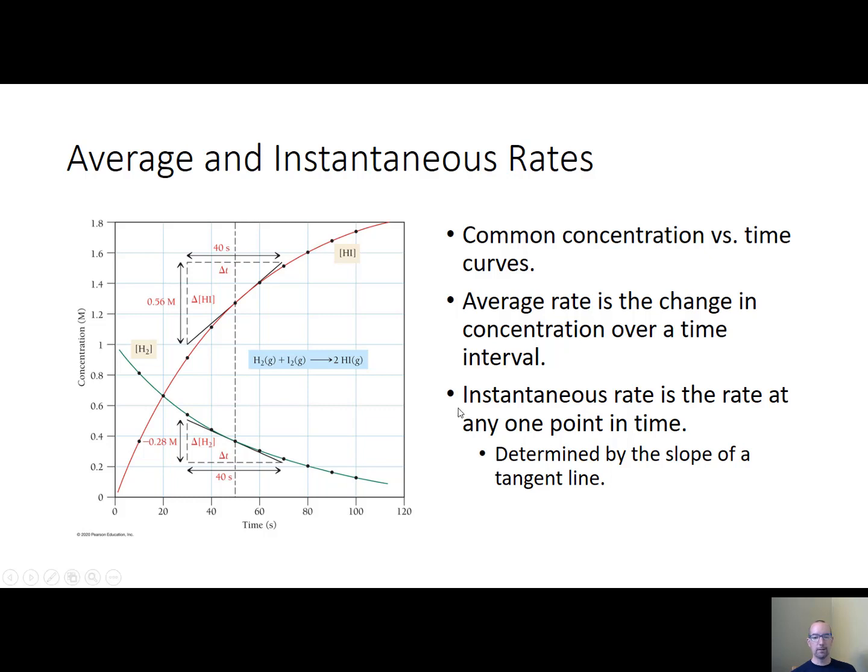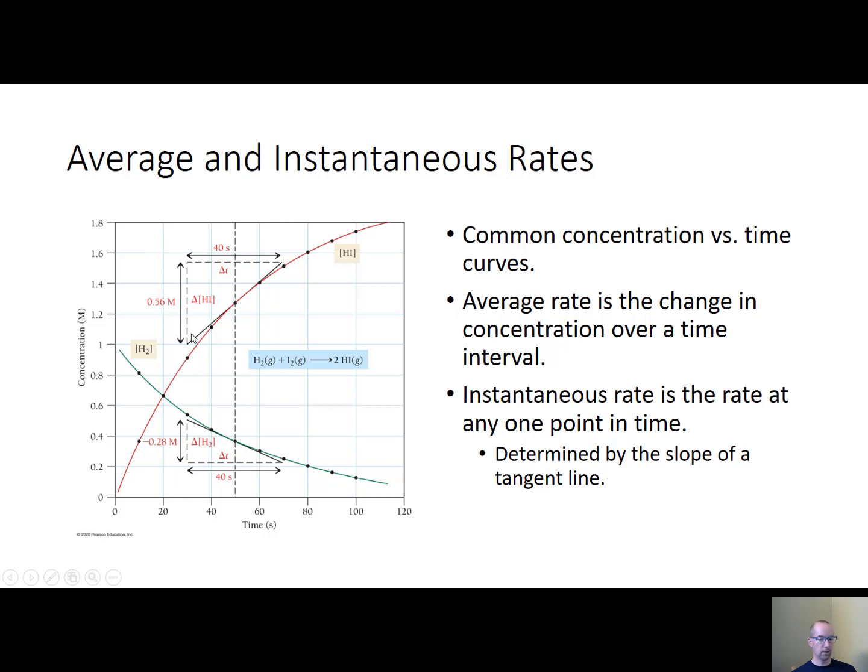So the instantaneous rate for this. The average rate is the rate over a length of time, like a long length of time. The instantaneous rate is the rate at any one instant in that. So what we do is we take the slope of a tangent line that goes through here.